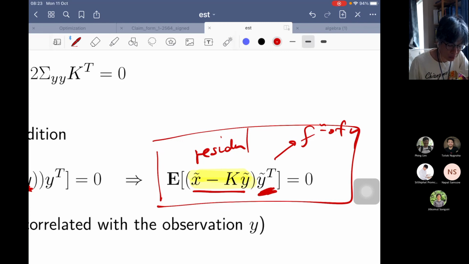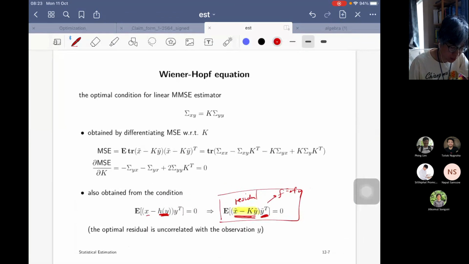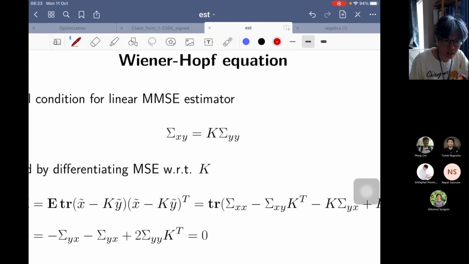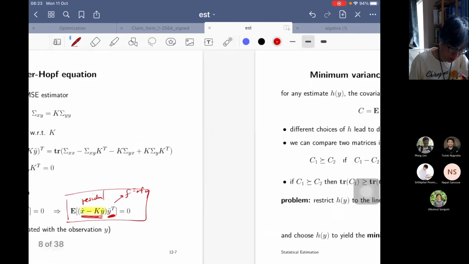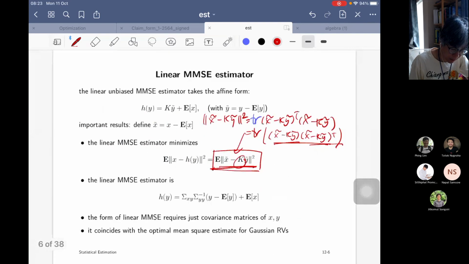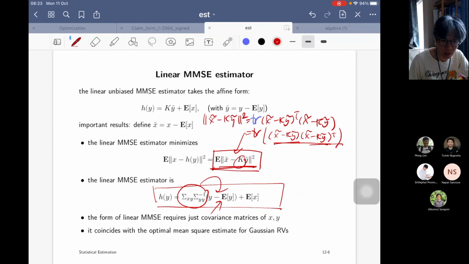So if your estimator is optimal, the residual of such an estimator should be uncorrelated with a function of y. So this is the justification of the Wiener-Hopf equation. The nice thing about the Wiener-Hopf equation is that it's just linear in K. You can solve it effectively. So to conclude, the linear MMSE is given by this form. It is a linear function in y. The matrix gain that multiplies the deviation of y can be solved from the Wiener-Hopf equation.